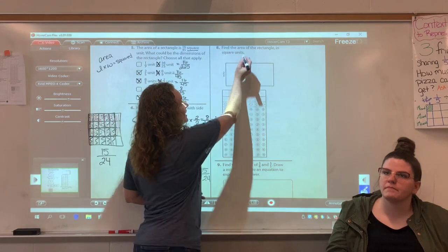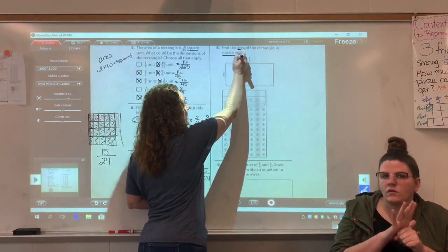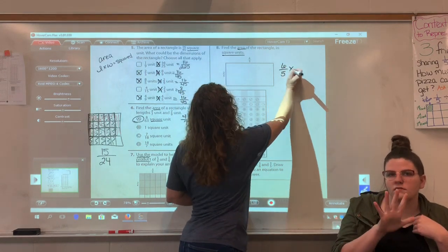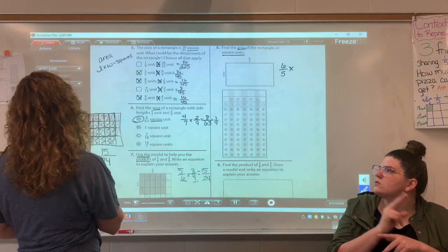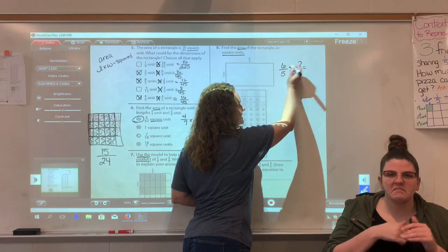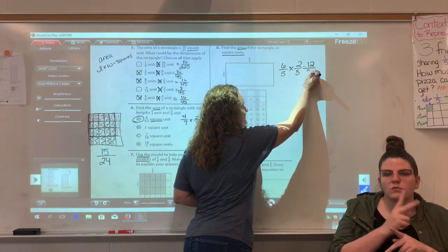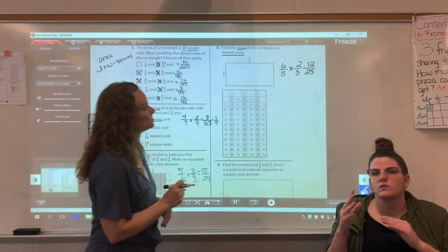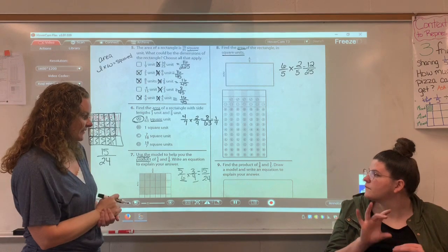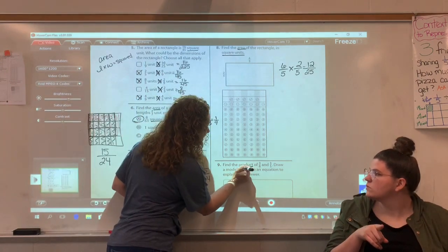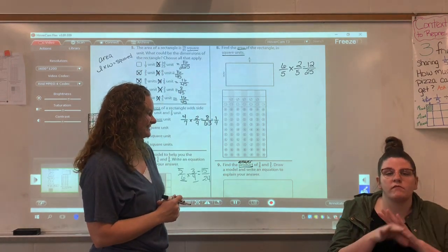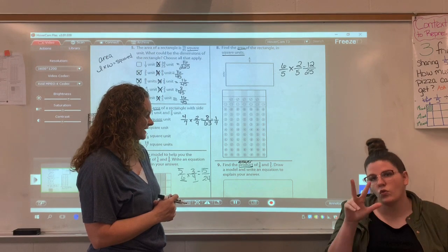All right, number 8, find the area of the rectangle in square units. So we would have 6/5 times 2/5. Sorry, my eyes couldn't see that one. Times 2/5, which would equal 6 times 2 is 12, 5 times 5 is 25. Okay. And number 9 says, find the product. Once again, product is an answer to a multiplication problem. So find the product of 3/8 and 3/5 and draw a model and write an equation to explain your answer.